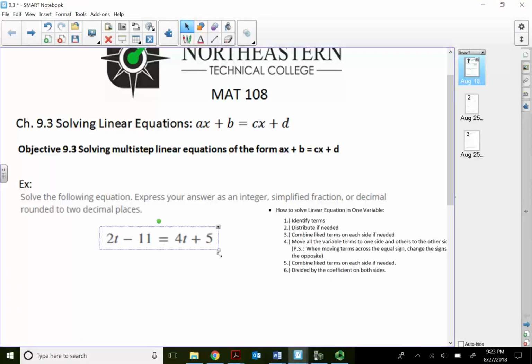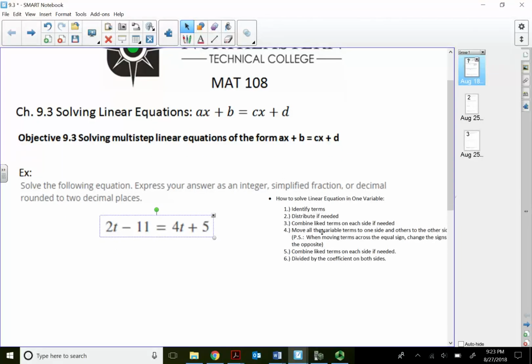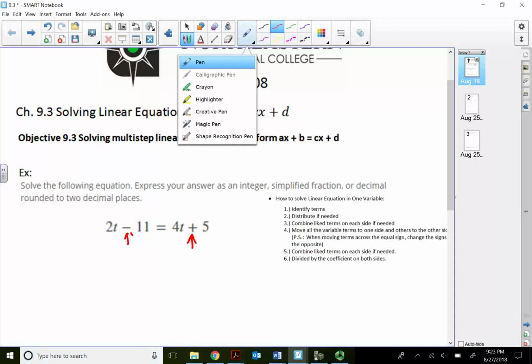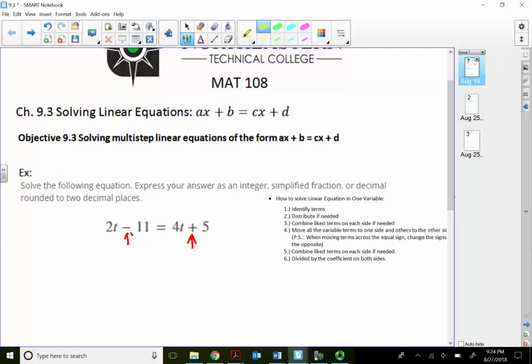We're going to do exactly the same thing, following the 6 steps. So identify terms. On the left side of the equal sign, I see there's a subtraction sign separating two terms. On the right side, there is a plus sign separating two terms. So that means on the left side I've got two terms, and the right side I've got two terms. None of my 4 terms has any parentheses, so there's no distribution needed. Step number 3, combine like terms on each side if needed. Since the left side doesn't have any like terms and the right side doesn't have any like terms, now we can begin to move our terms around.